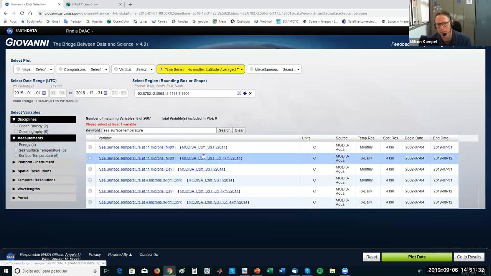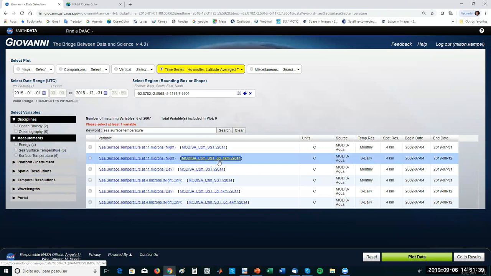And down here, we have the same data, level 3 MODIS Aqua, same collection, same spatial resolution, but a temporal resolution of 8 days. So we can see here that you don't have better resolution than 4 kilometers. If you want to work with 4 kilometers, I would strongly recommend to go to the Ocean Color website or try another one, such as Google Earth Engine or Python, wherever you want.